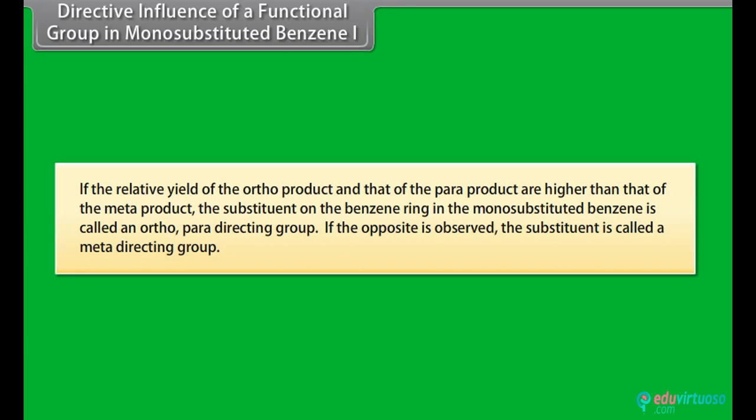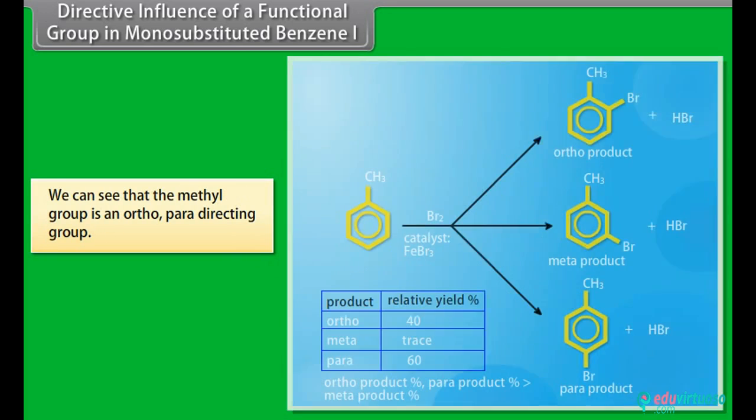If the relative yield of the ortho product and that of the para product are higher than that of the meta product, the substituent on the benzene ring in the monosubstituted benzene is called an ortho-para-directing group. If the opposite is observed, the substituent is called a meta-directing group. Look at this example. We can see that the methyl group is an ortho-para-directing group.